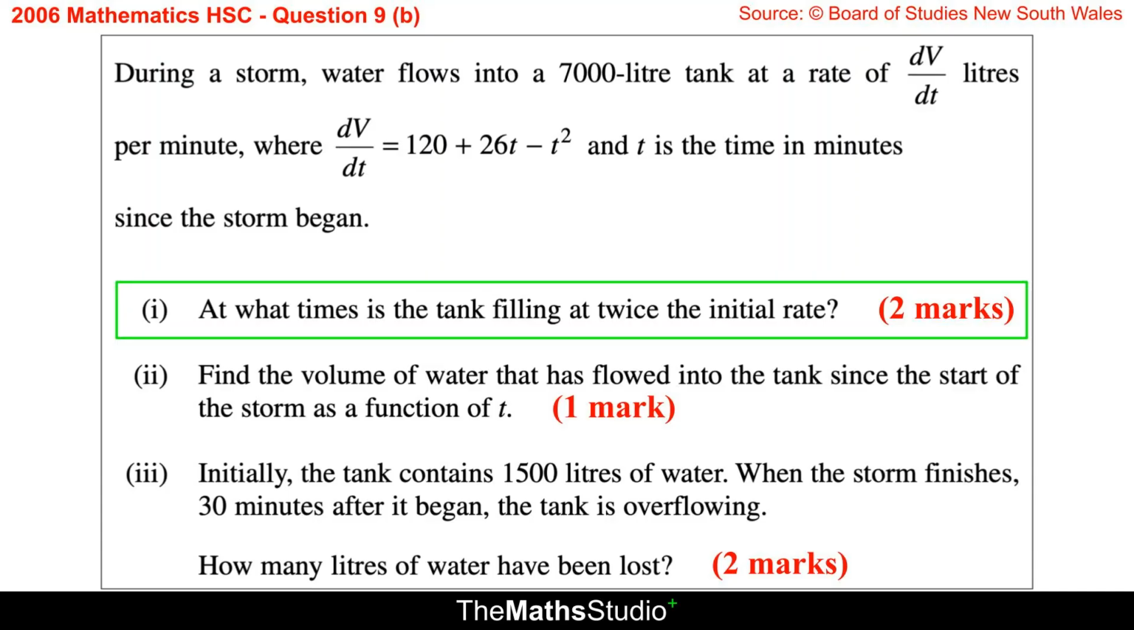Question 9, Part B. During a storm, water flows into a 7,000 litre tank at a rate of dV/dt litres per minute, where dV/dt equals 120 plus 26t minus t squared, and t is the time in minutes since the storm began. Part 1. At what times is the tank filling at twice the initial rate?